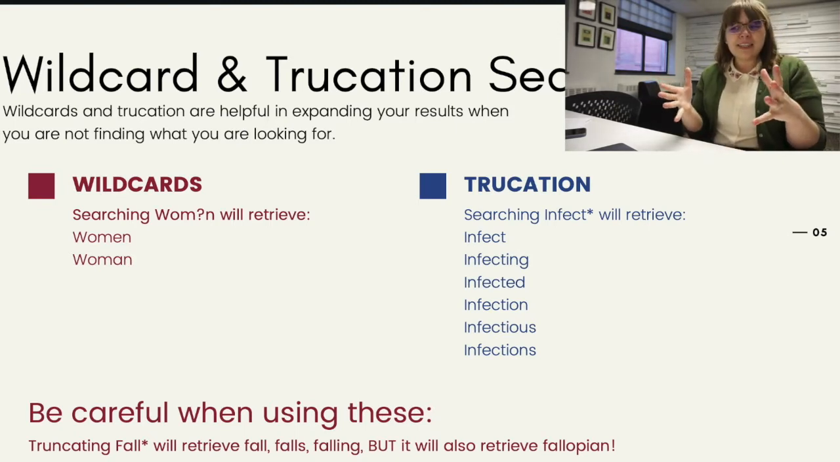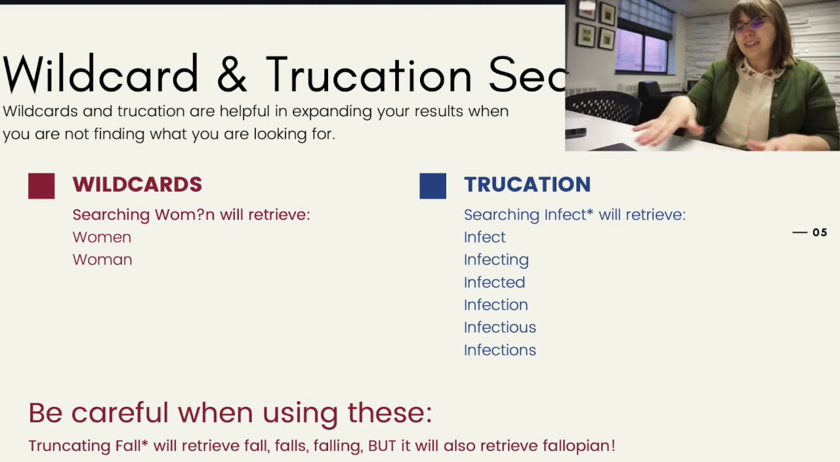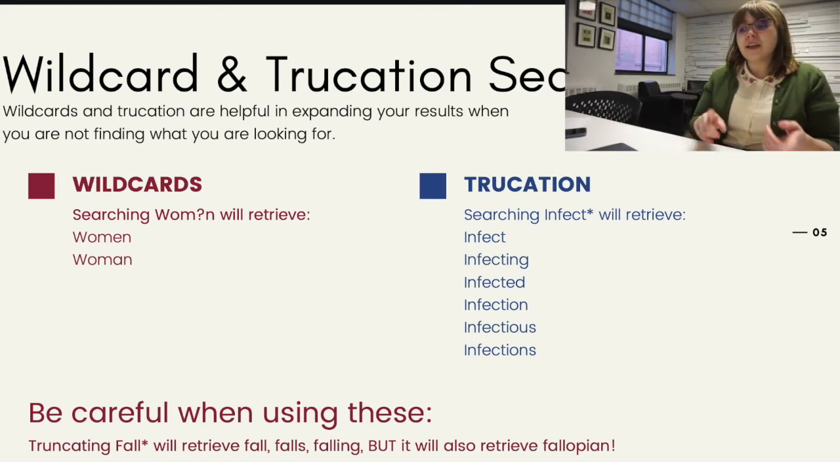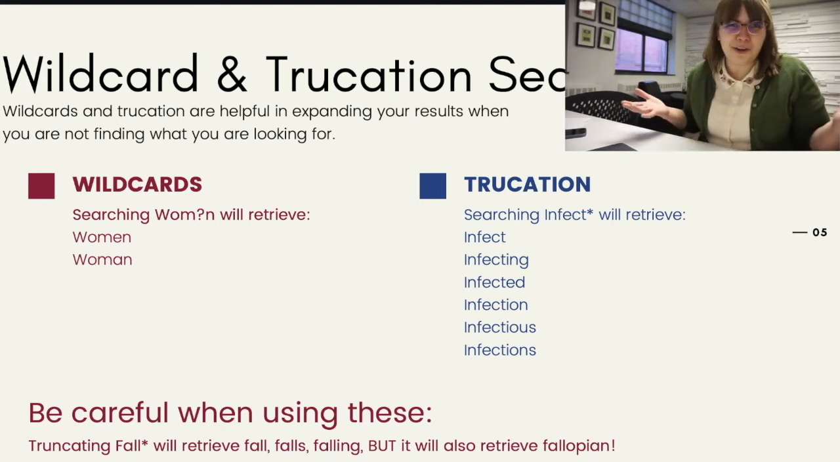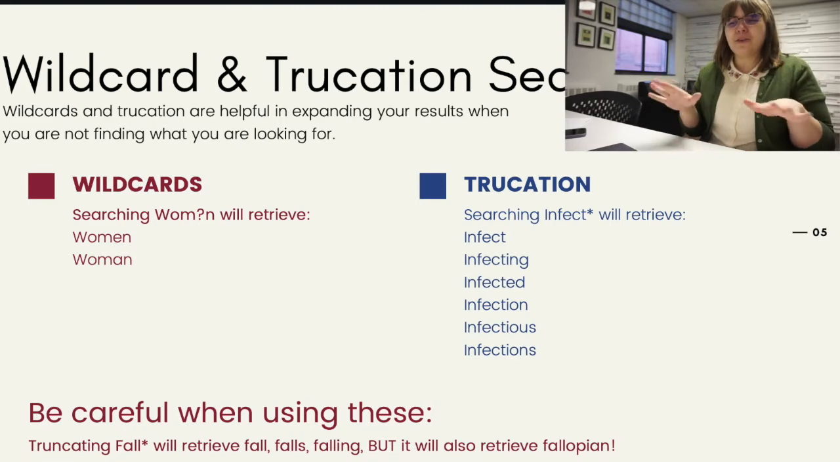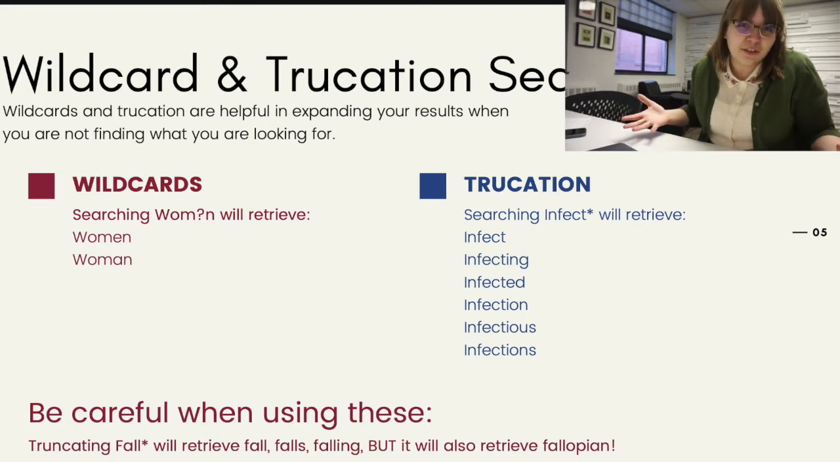Be careful when using these, and don't use them too much, because for instance I have here on the screen, if you put fall and then that star, you'll get fall, falls, falling, but you'll also get fallopian, which is not what you might be searching. And so just be careful about using wildcards and truncation, and don't overuse them, because then you'll get way too many results and not be relevant to what you're searching.